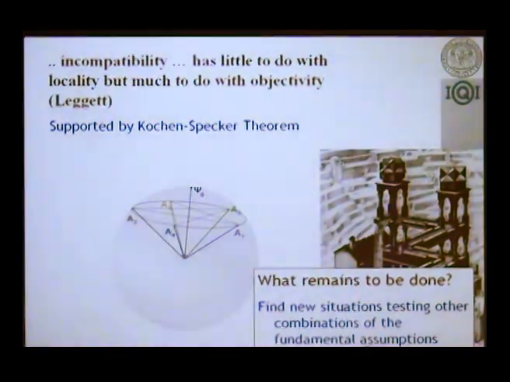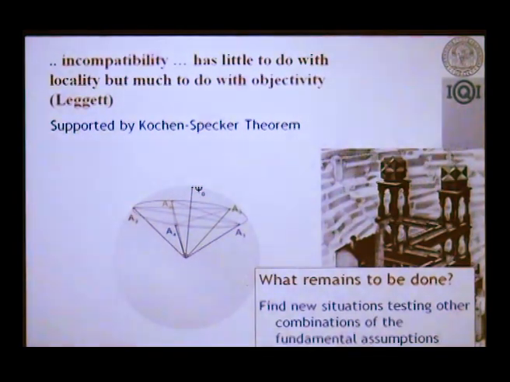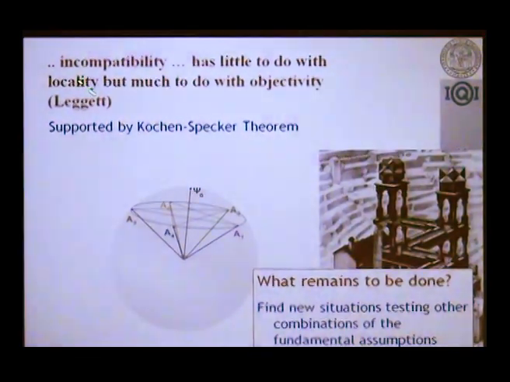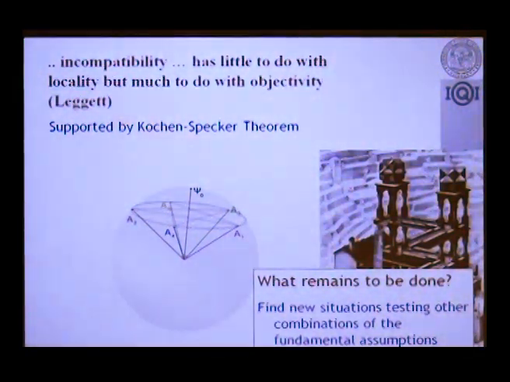What does all this tell us? Together with the experiments ruling out the Leggett inequality, I subscribe to the interpretation of Leggett that this incompatibility of quantum results with classical or reasonable concepts has little to do with locality, but much more to do with objectivity. In other words, with the idea that what we observe is realistic. And this, I think, connects again to the talk of Professor Fröhlich.